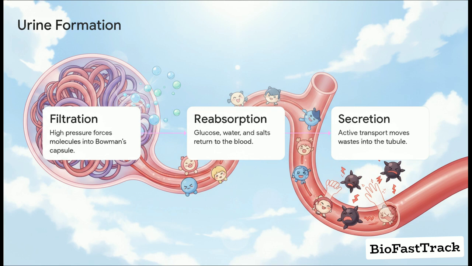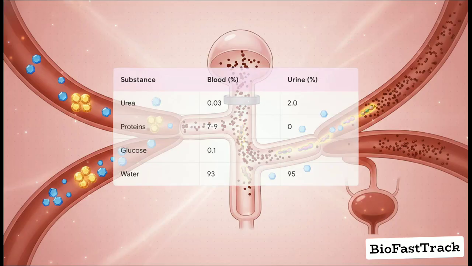Here, the body uses active transport to forcefully move any stubborn remaining wastes, like uric acid and hydrogen ions, from the blood directly into the tubule to guarantee they leave the body. And this brilliantly illustrates exactly how effective that sequence is. Just look at the concentrations in the blood versus the urine.